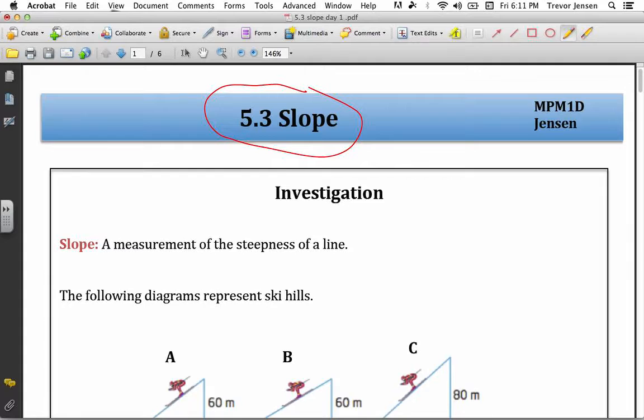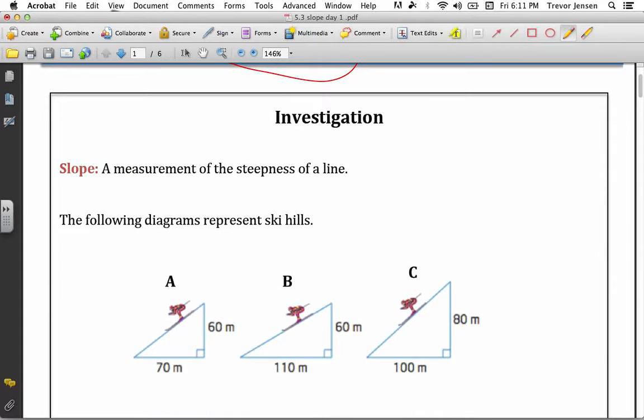To start, I actually want you to try and complete this investigation on your own. Before you try to complete it, just make sure you've read the definition of slope. The slope of a line is a measurement of the steepness of a line. So whenever you see the word slope, what it's talking about is the steepness of the line.